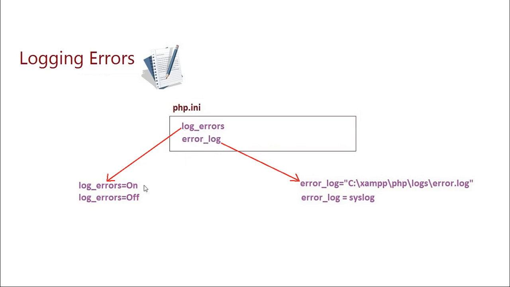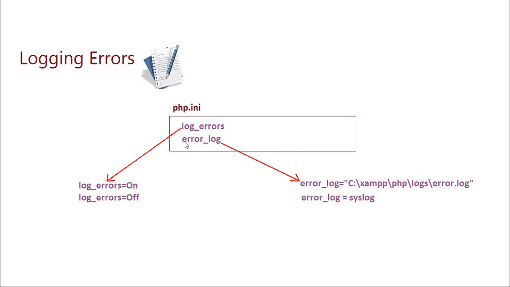log_errors controls whether the error messages should be saved in a log file or not. If it is set to on, the error messages will be saved in the log file. And if it is set to off, error messages will not be saved in the error log file.